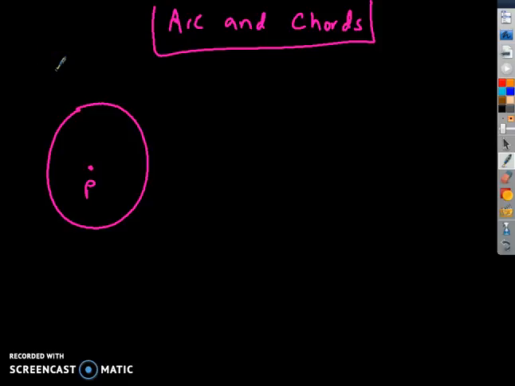Okay, so this video is about arcs and chords of circles. First of all, know that this is a circle, and the name of the circle is circle P. This is a symbol for circle. There's a little circle with a dot on it, and the letter that follows it tells you what the center is. So that means my center is at P.